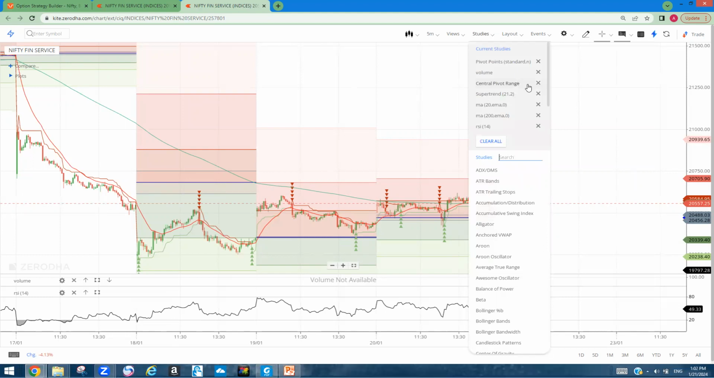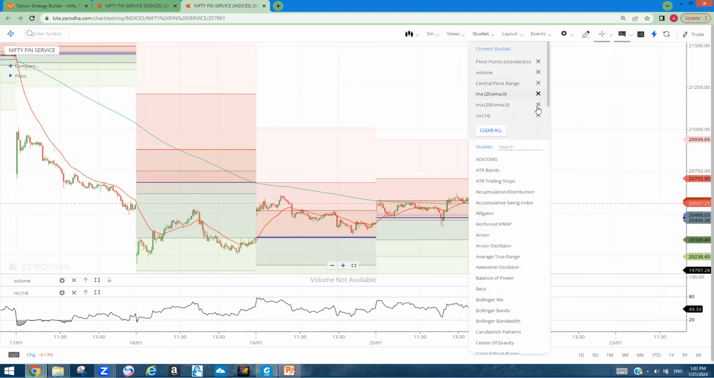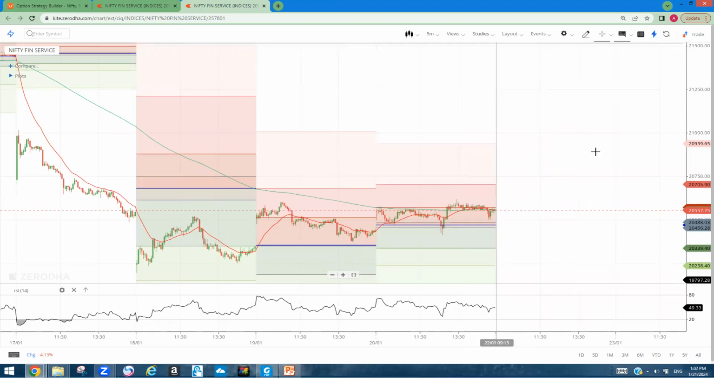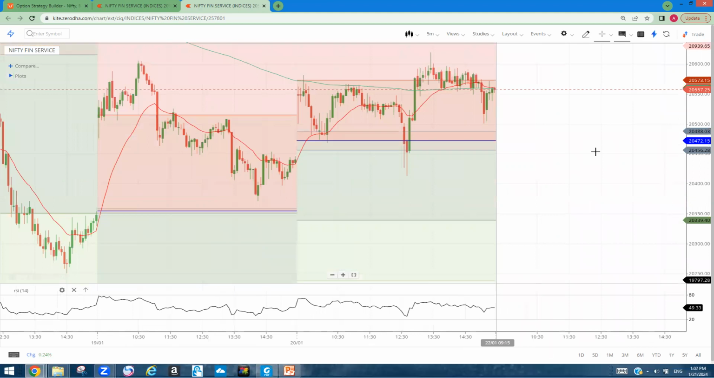All of them. So I'll just remove them for the time being. Super Trend. RSI I'll keep. Volume also doesn't apply to index. It only applies to futures. There is no volume in index.